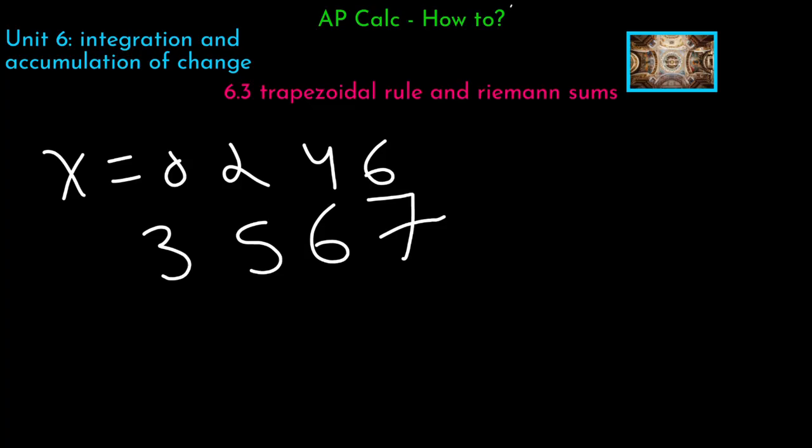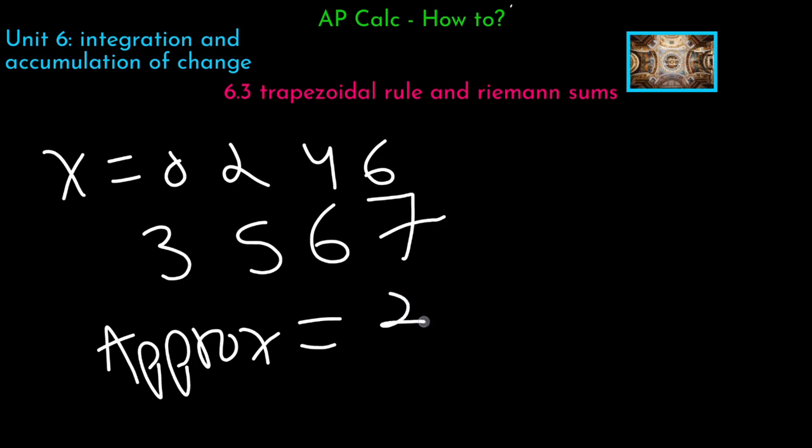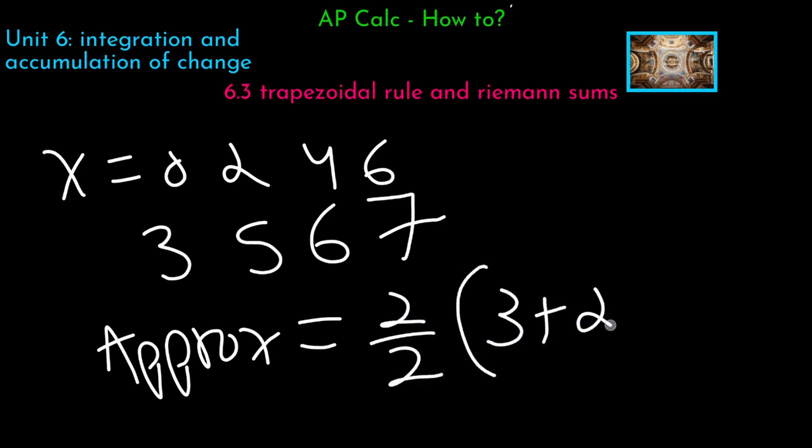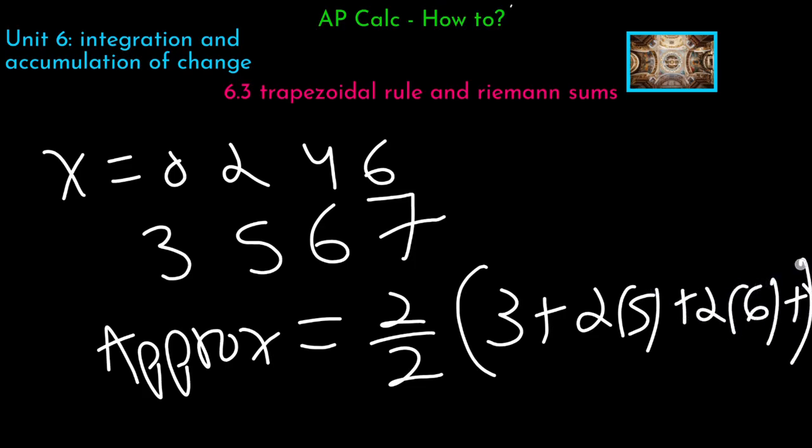Let's say delta x equals 2, which it does. Apply this formula. The approximation equals 2 over 2 times 3 plus 2 times 5 plus 2 times 6 plus 7, which equals 32. Estimated area: 32 units squared.